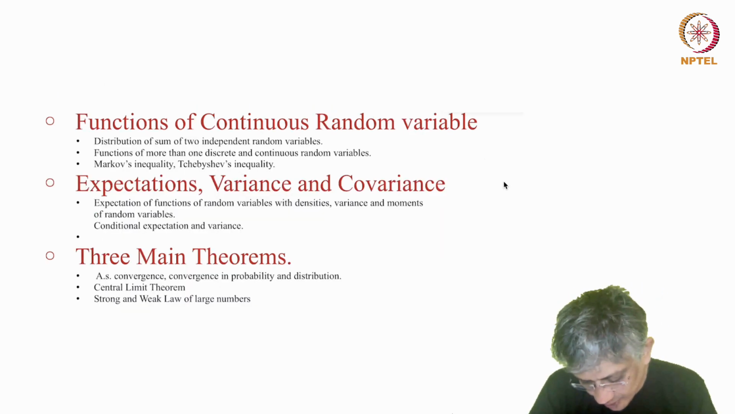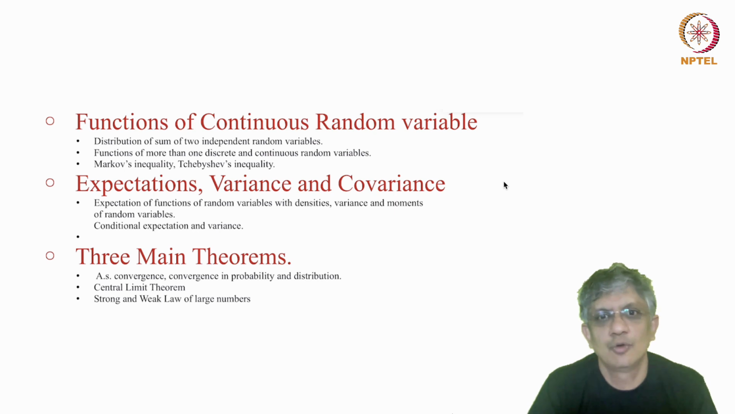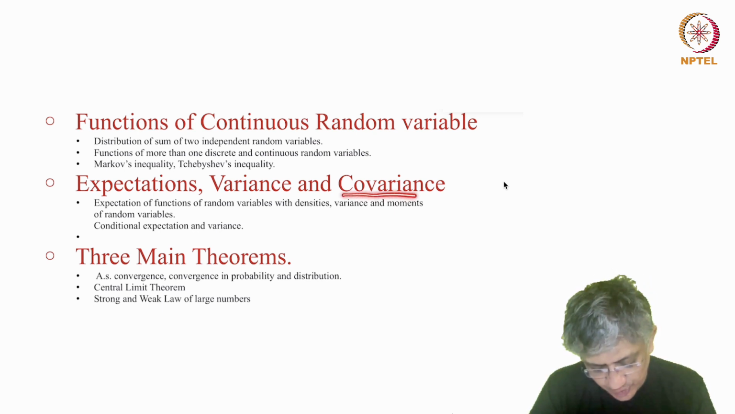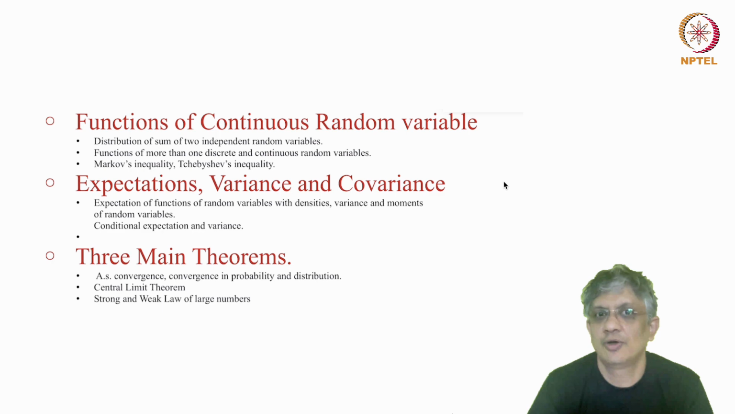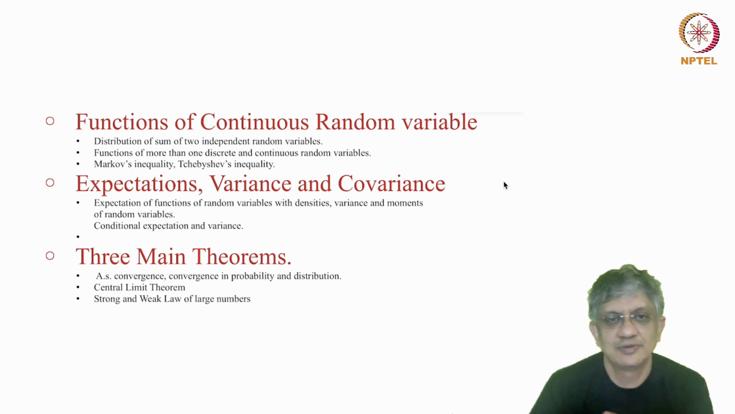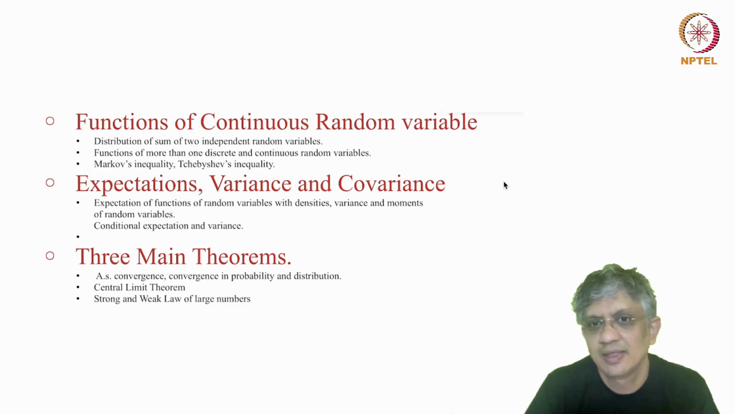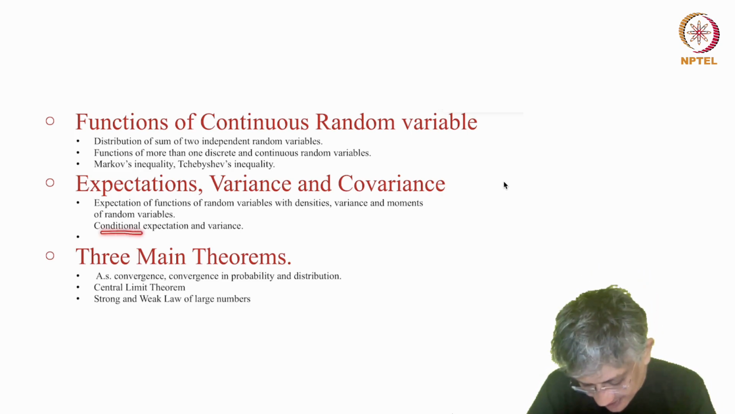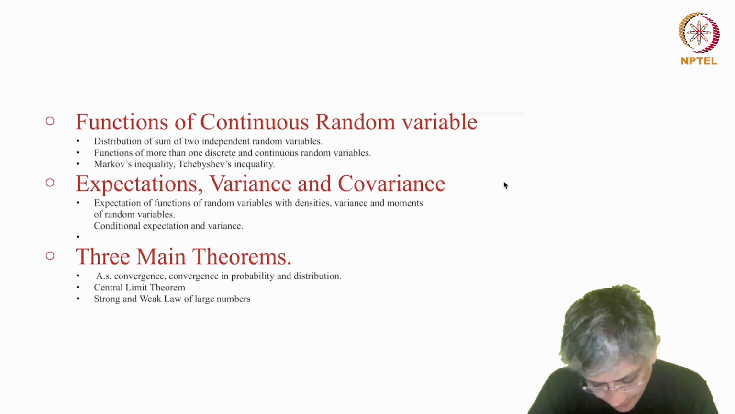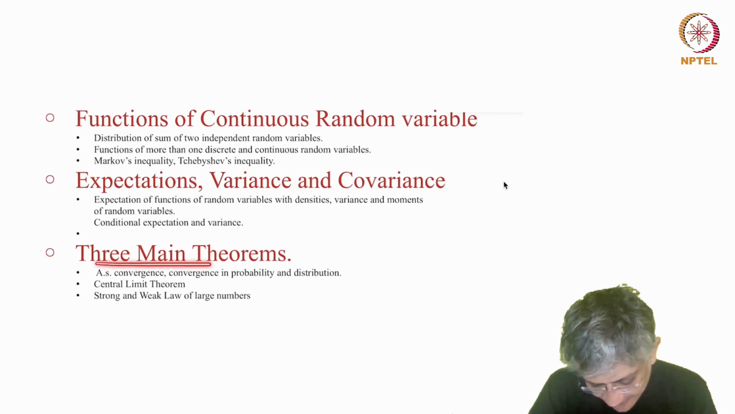Then we'll move on to expectation, variance, and covariance. Covariance understands how two random variables are dependent on each other or independent of each other. So it gives us an indicator. We will discuss the value of the indicator for the continuous random variable setting, and we'll also discuss conditional expectation and variance. We'll conclude this course with the three main theorems in probability.